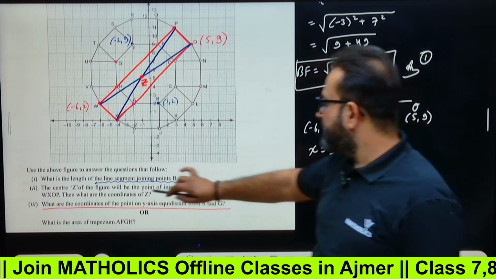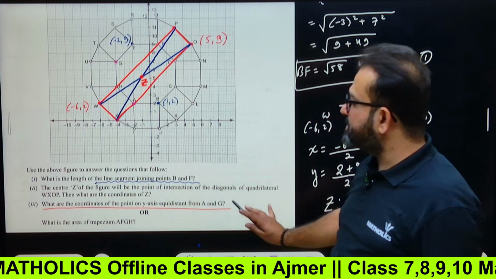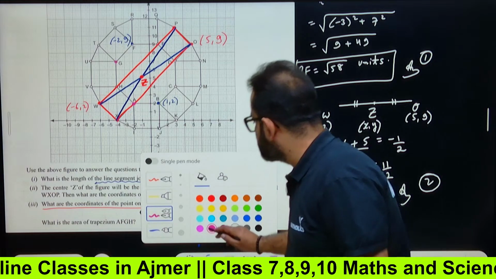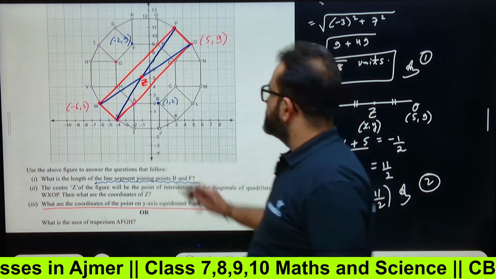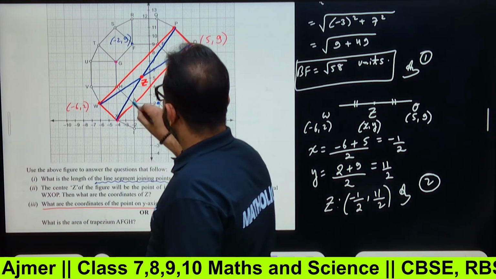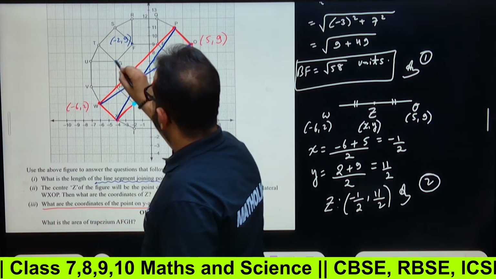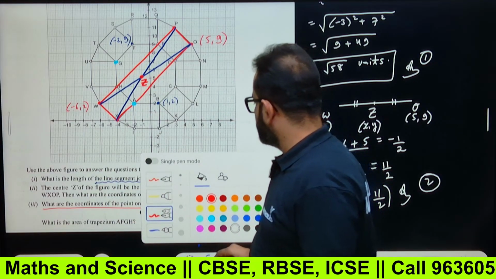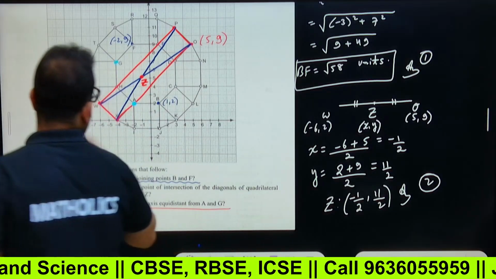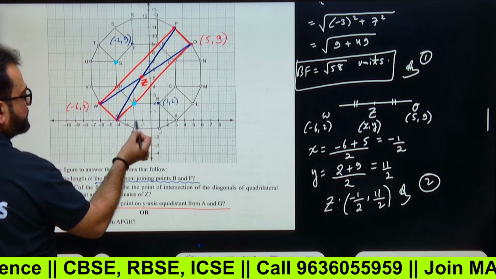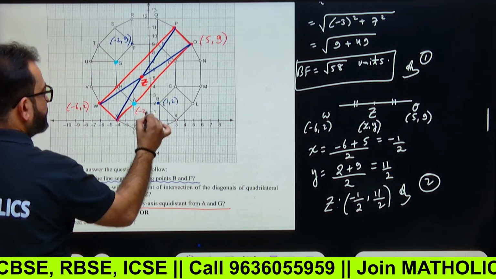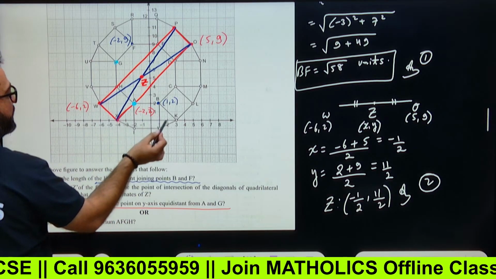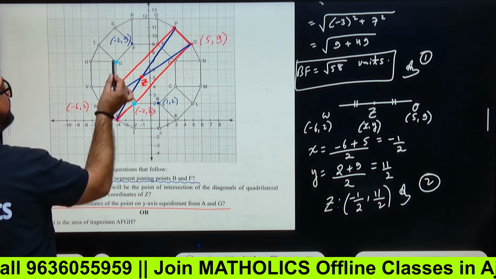Now they are saying, what are the coordinates of the point on y-axis equidistant from A and G? That's it. So what are A and G? First focus. What is A? What is G? This is point A, right? And this is point G. Now what are the coordinates of point A and G? Write down. A is -2, comma 2. What is point G? It is -4, comma -7.